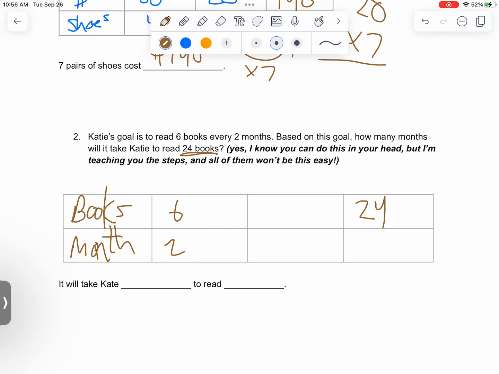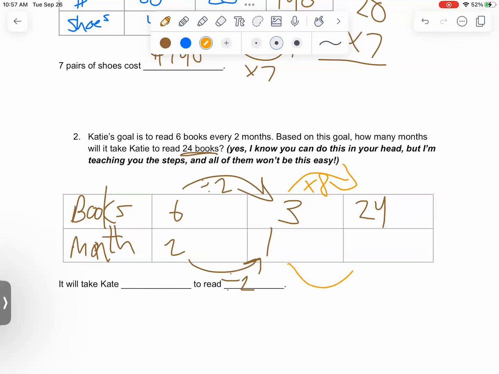All right. So here we need to go from 2 to 1. That's divided by 2. Do the same on the top. Okay. Then on the top, to get from 3 books to the amount of books we need, that's times 8. 3 times 8 is 24. All right. Or you can think of it backwards and think 24 divided by 3 is 8. Do the same on the bottom. And you will end up with, it will take Katie 8 months to read 24 books. Okay.